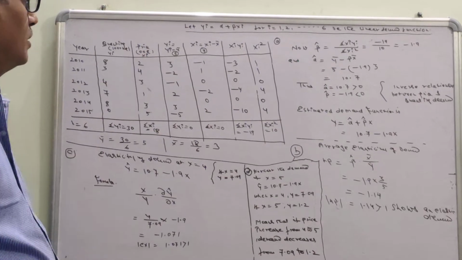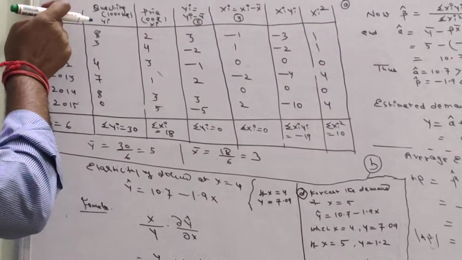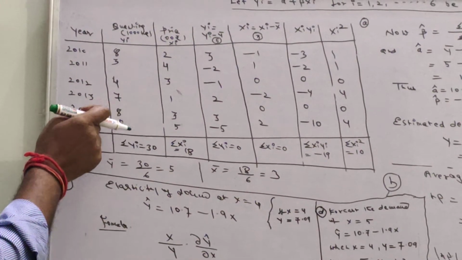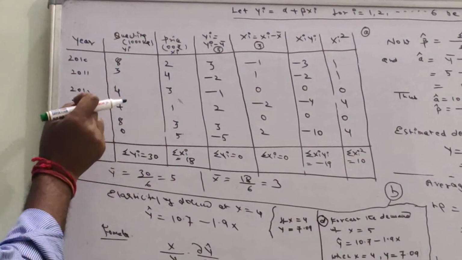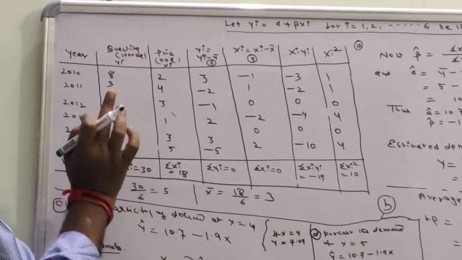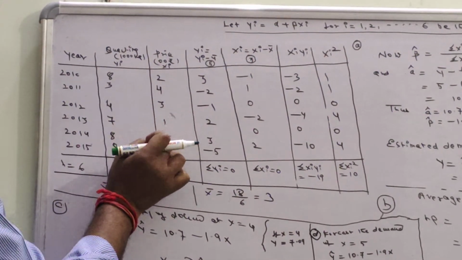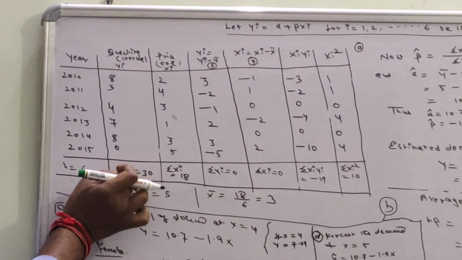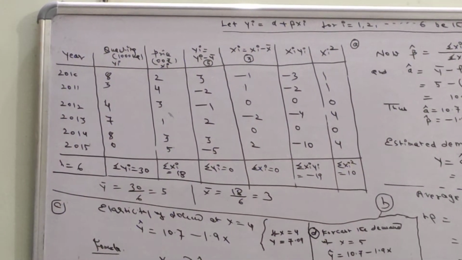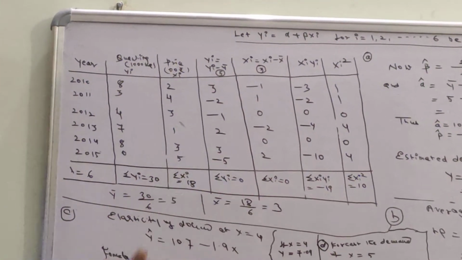Now the given data, we should plot all the data in this form: year 2010, 11, 12, 13, 14, 15, and here is 6, quantity yi 8, 3, 4, 7, 8, 0, price xi 2, 4, 3, 1, 3, 5. Now we will have to find sigma y equal to 30 and sigma xi equal to 18. For finding y mean, that is 5, and x mean, that is 3.